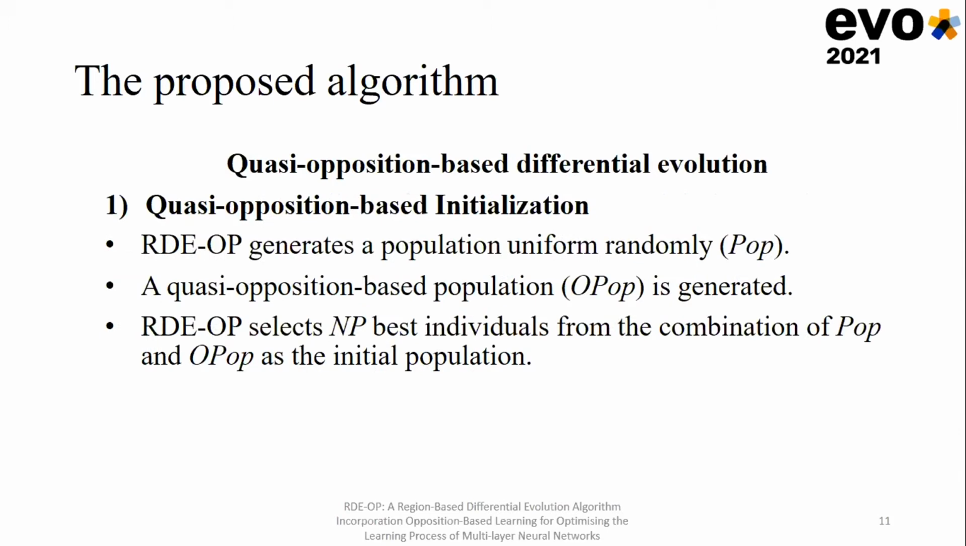The next part of our proposed algorithm is based on quasi-opposition-based differential evolution, used in two ways. The first one is for initialization, and the second is for population generating, actually individual generating. For initialization, RDE-OP generates a population uniform randomly, and we call that POP. After that, based on quasi-opposition numbers, we generate a new population called OP-POP, and RDE-OP selects the NP best individuals from the combination of POP and OP-POP as the initial population.